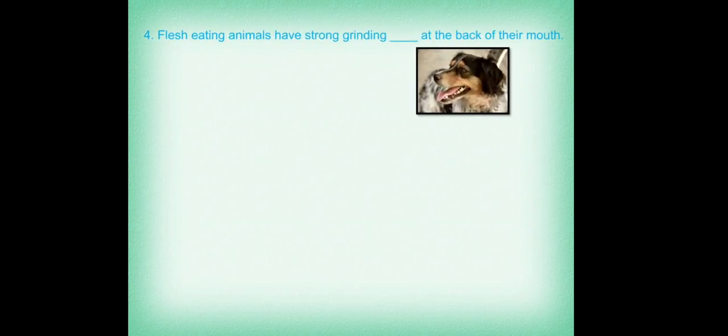Next. Flesh-eating animals have strong grinding dash at the back of their mouth. So you can see the mouth of the dog. Dog is a flesh-eating animal, right? So what does it have at the back of its mouth for grinding? Nails, tongue, legs or teeth? It is teeth. Flesh-eating animals have strong grinding teeth at the back of their mouth. So tick on teeth.